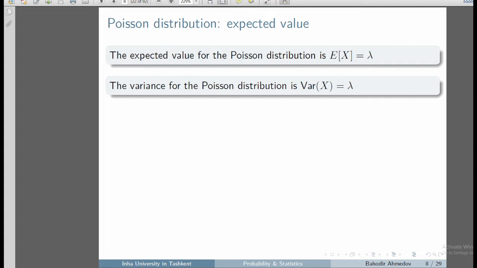Could you please write this down? So now let's do a couple more examples in order to get a feeling about the Poisson distribution. Later on, we'll discuss the differences between the Poisson distribution and the binomial distribution.